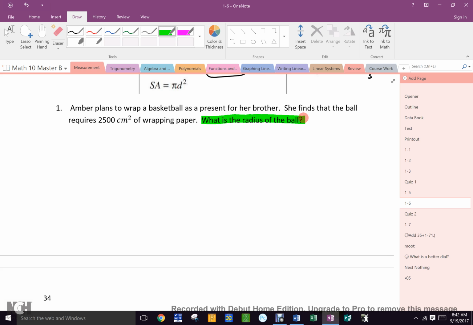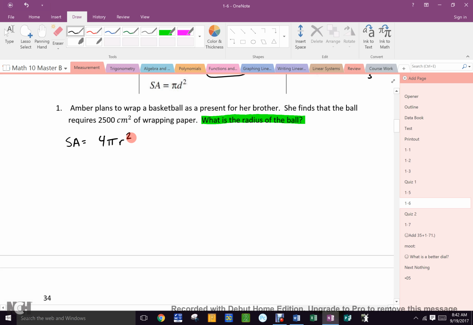We're not going to do anything different. We're still going to follow the same method of doing things. So we're wrapping the ball up, so we only care about the surface area. We know the ball is a sphere, so we write out our surface area formula. 4 pi r squared. Yes?